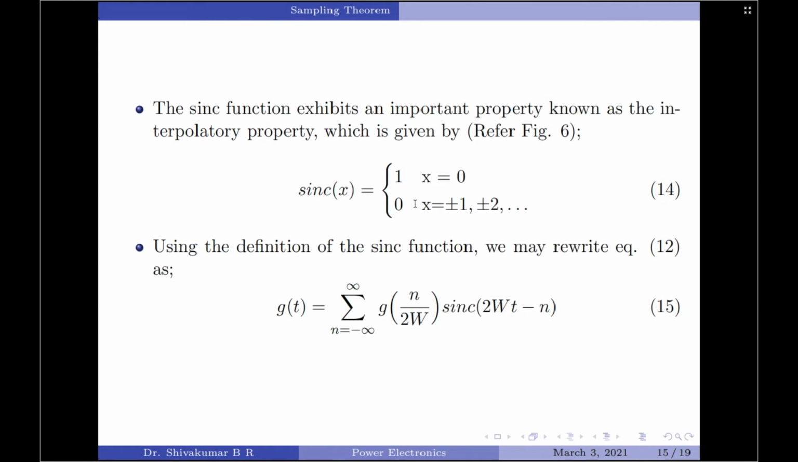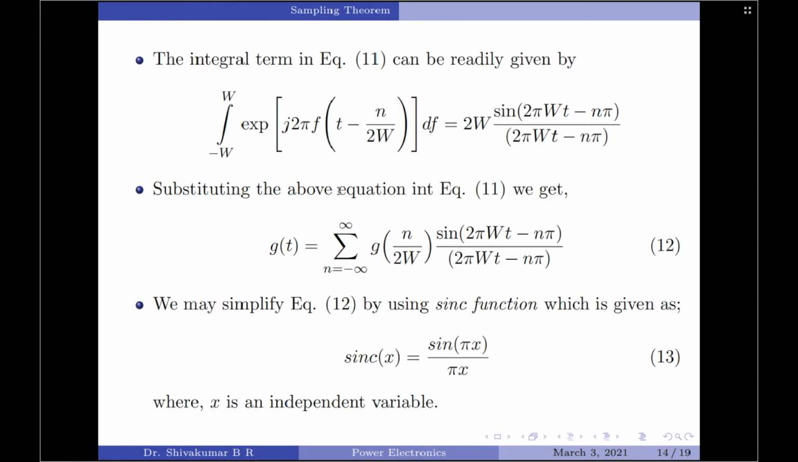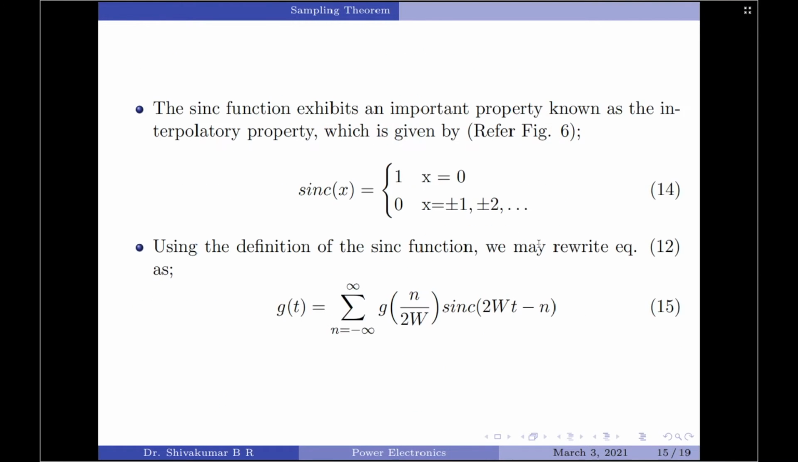I am going to now use the sinc property and substitute the term given here, that is sine of pi x divided by pi x, as sinc of x. Here you should note x equals 2Wt minus n. In fact, that is what is written here. So, g of t can therefore be written as summation n varying from minus infinity to plus infinity of g of n by 2W multiplied by sinc of 2Wt minus n.